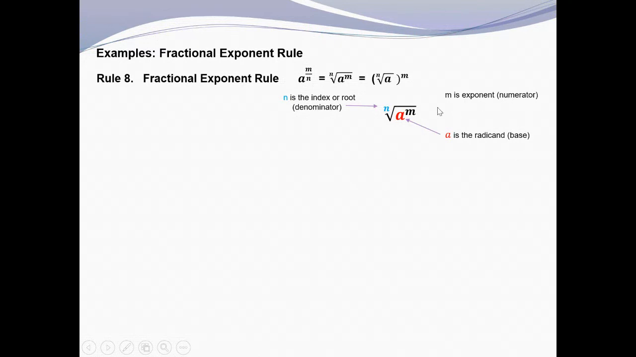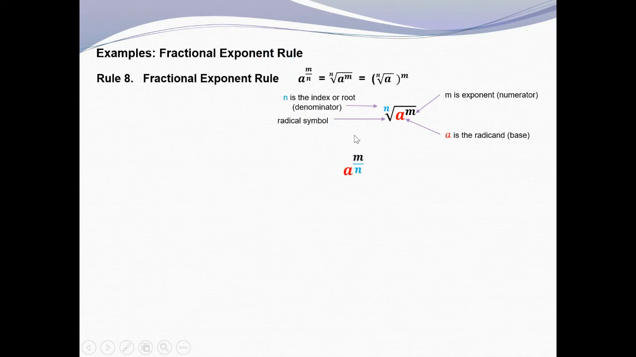My m is my exponent, and that's also my numerator, because we have a to the m divided by n. The n is your index and the m is your exponent. And this is called the radical symbol. That's called the radical symbol. So it's always good to know the vocabulary when you're using math.